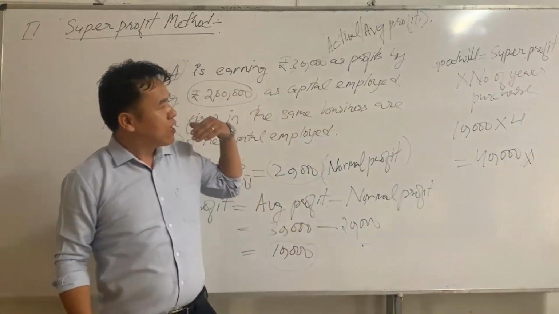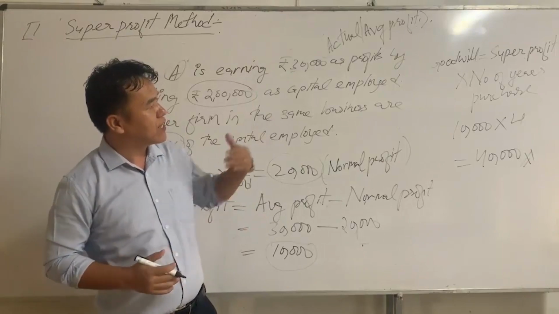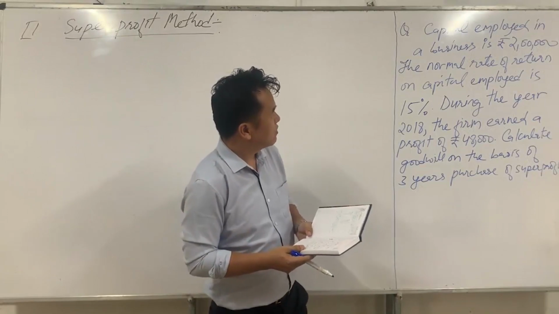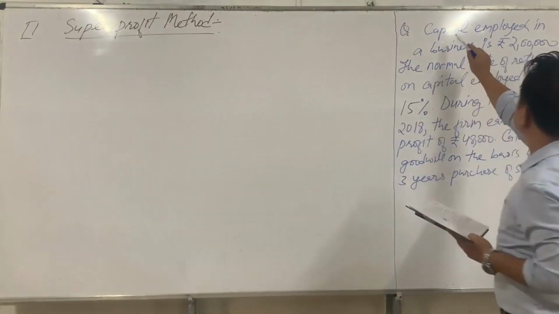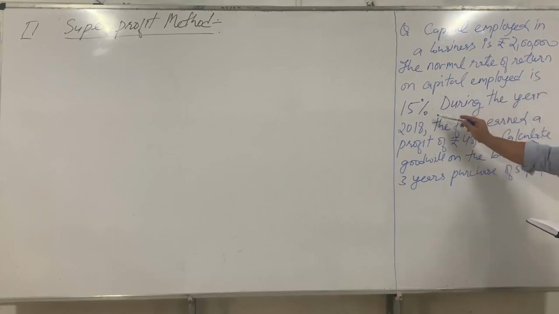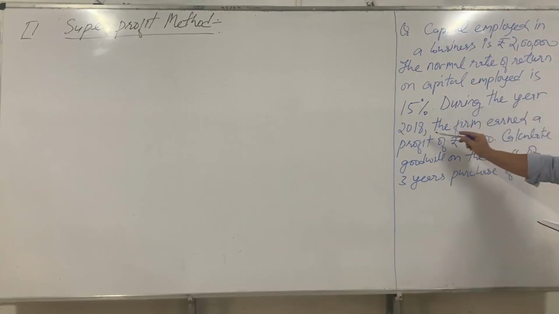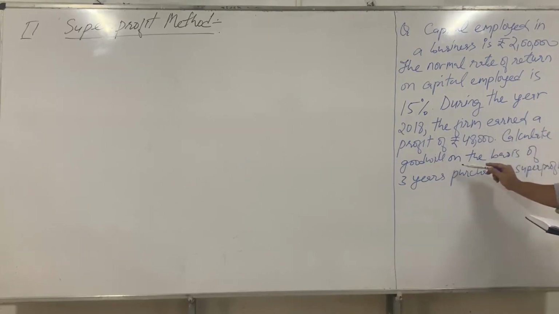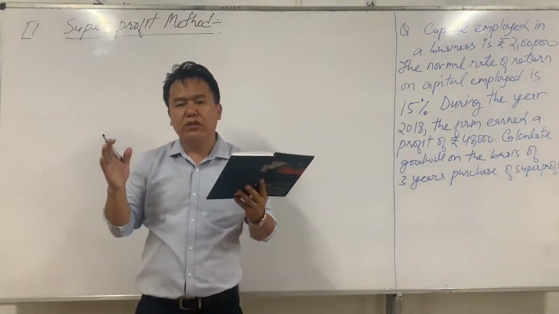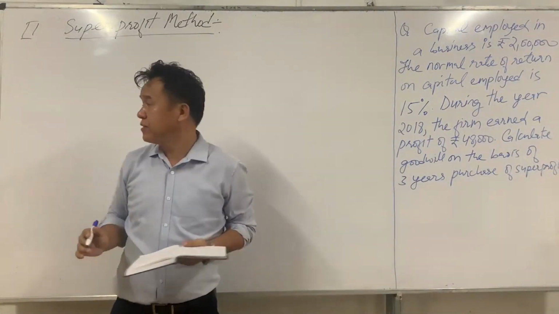Okay, now we will solve one question regarding the topic. Okay, I'll read the question first. Capital employed in a business is rupees 2 lakh. The normal rate of return on capital employed is 15%. During the year 2018, the firm earned a profit of rupees 48,000. Calculate goodwill on the basis of 3 years purchase of super profit. Like I said before, we need to write down all the formula first.